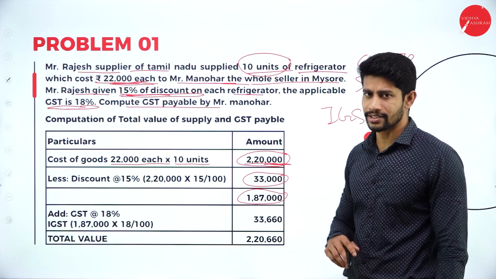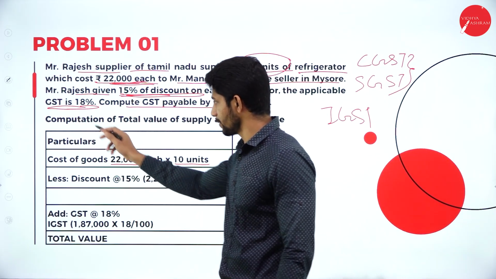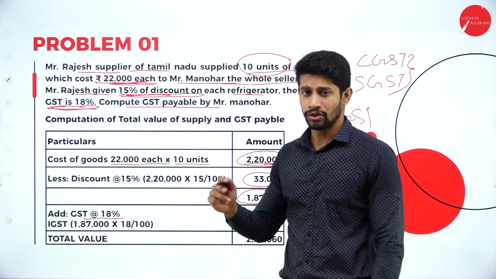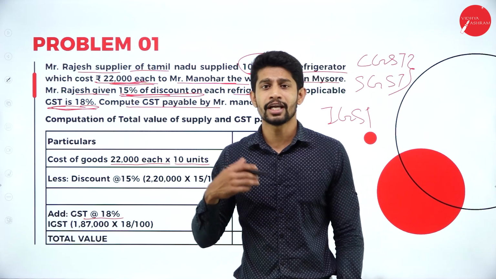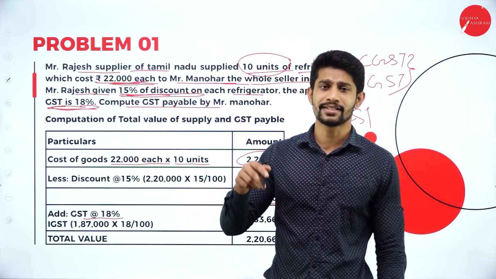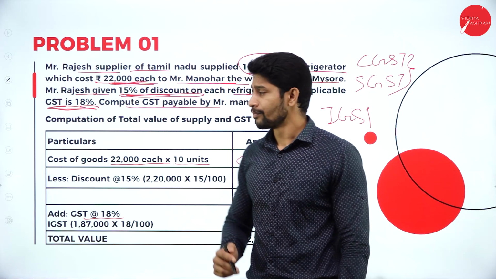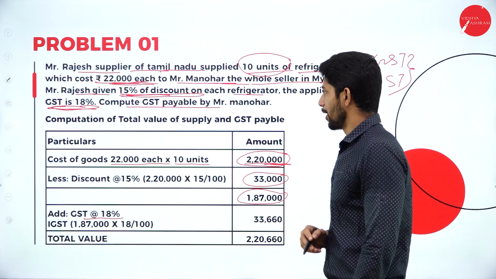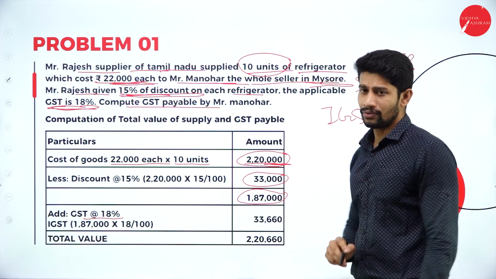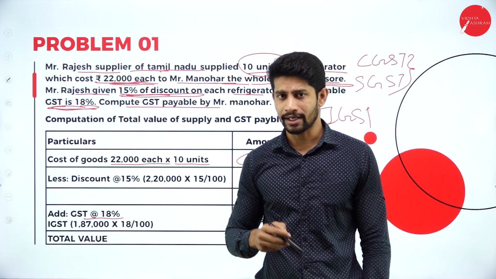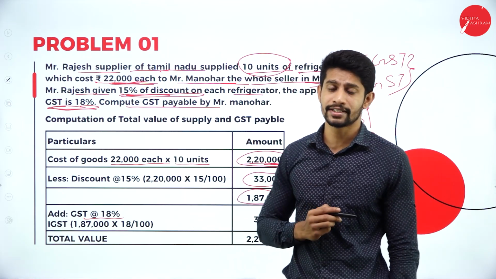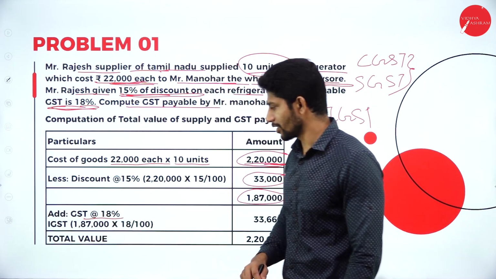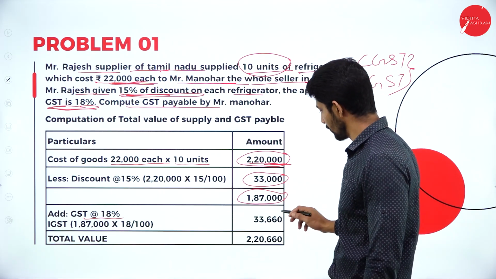So now compute GST. What is the GST rate here in the problem? It is 18%. Now the question is, which type of GST is applicable? Whether CGST, SGST, IGST or UTGST. Here Mr. Rajesh is in Tamil Nadu and Mr. Manohar is in Mysuru. Tamil Nadu and Mysuru, which is in Karnataka. The transaction is happening between two states, so IGST is applicable. So IGST is 1,87,000 into 18%. How much will you get?